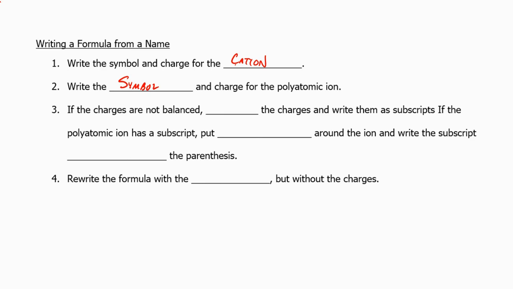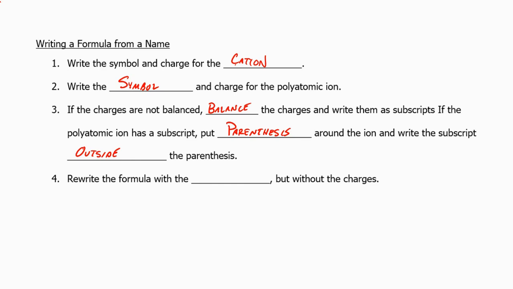Now, just like before, if the charges aren't balanced, we balance the charges, and you can do this by either crisscrossing or writing them as subscripts. If the polyatomic ion has a subscript, this is an important part, we put parentheses around the ion and write the subscript on the outside of the parentheses.